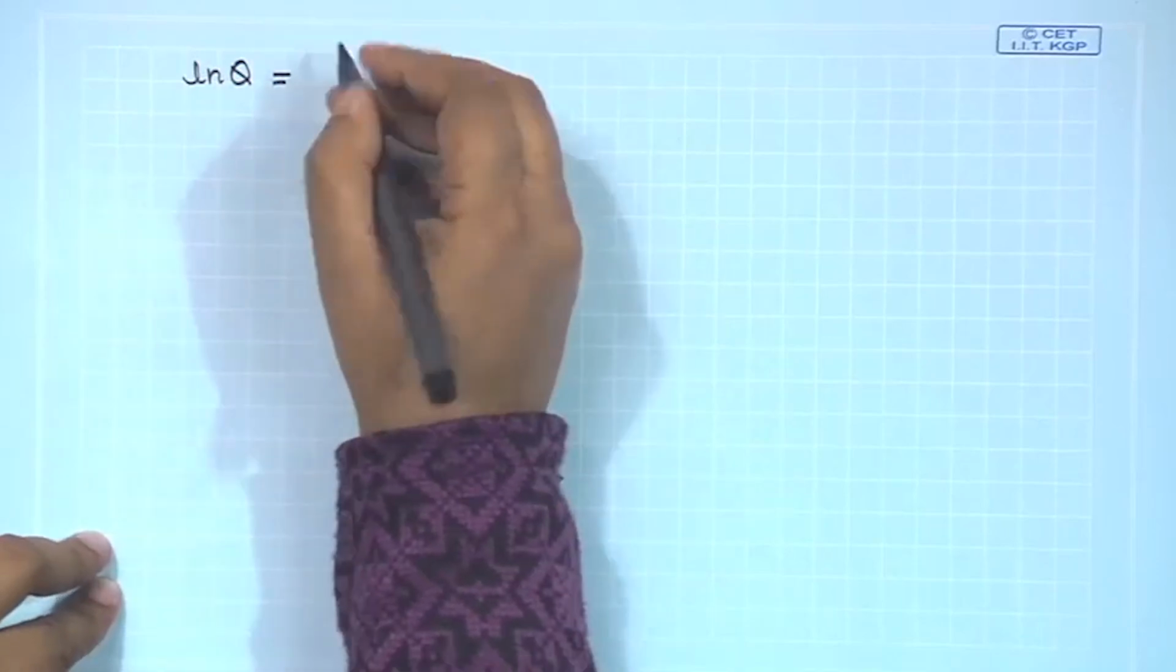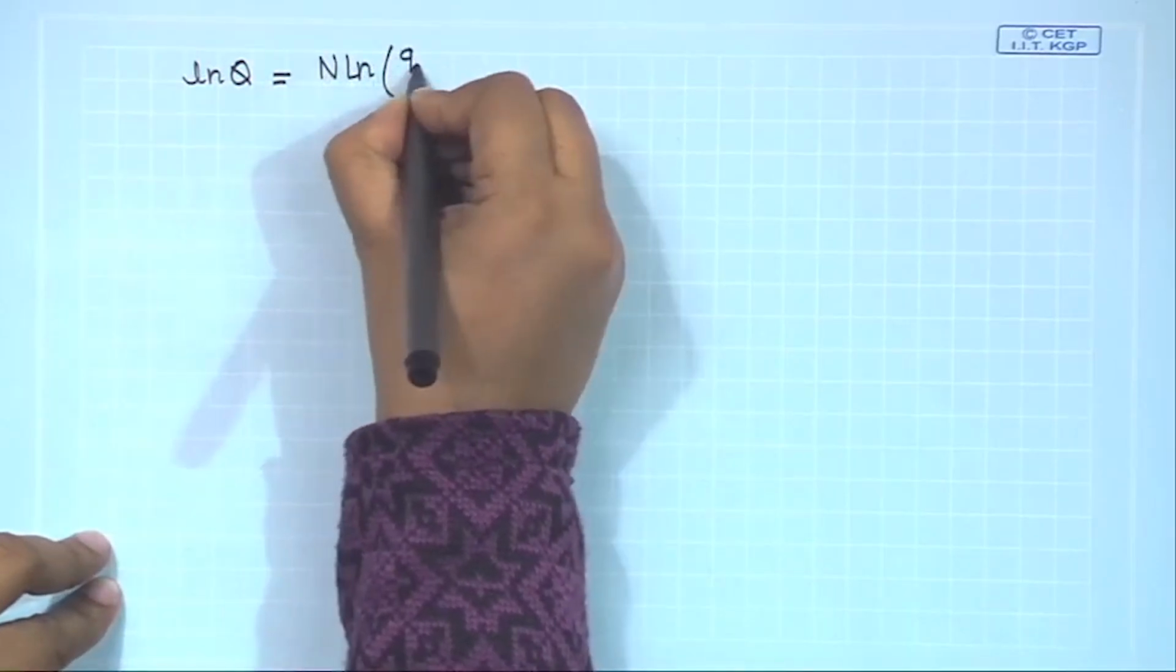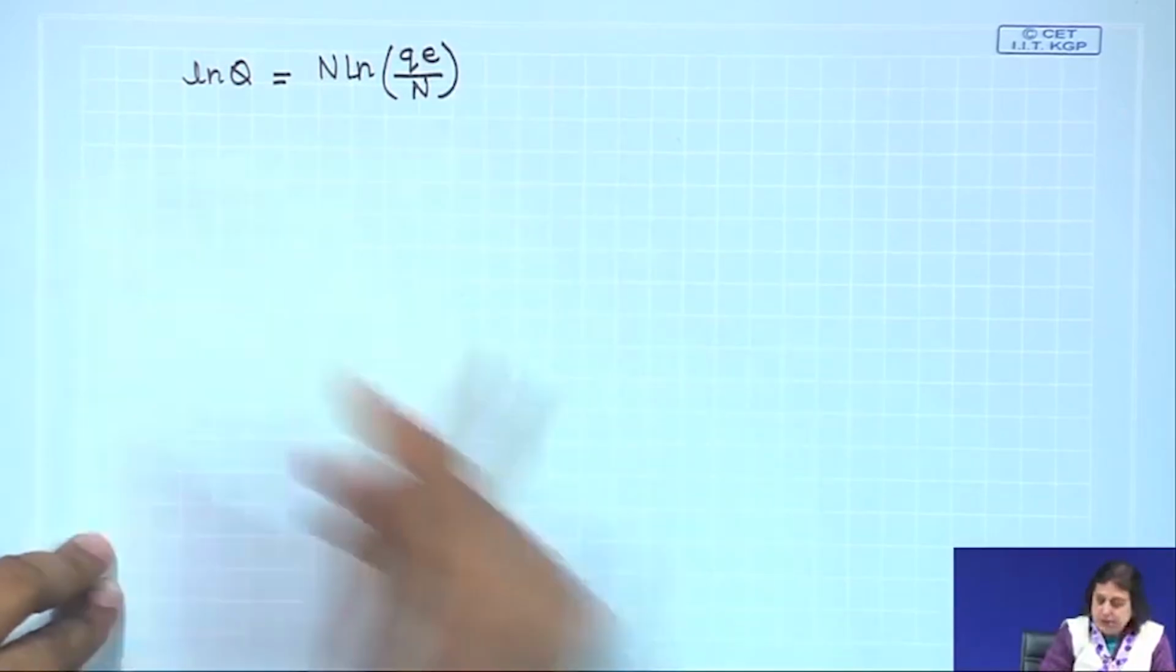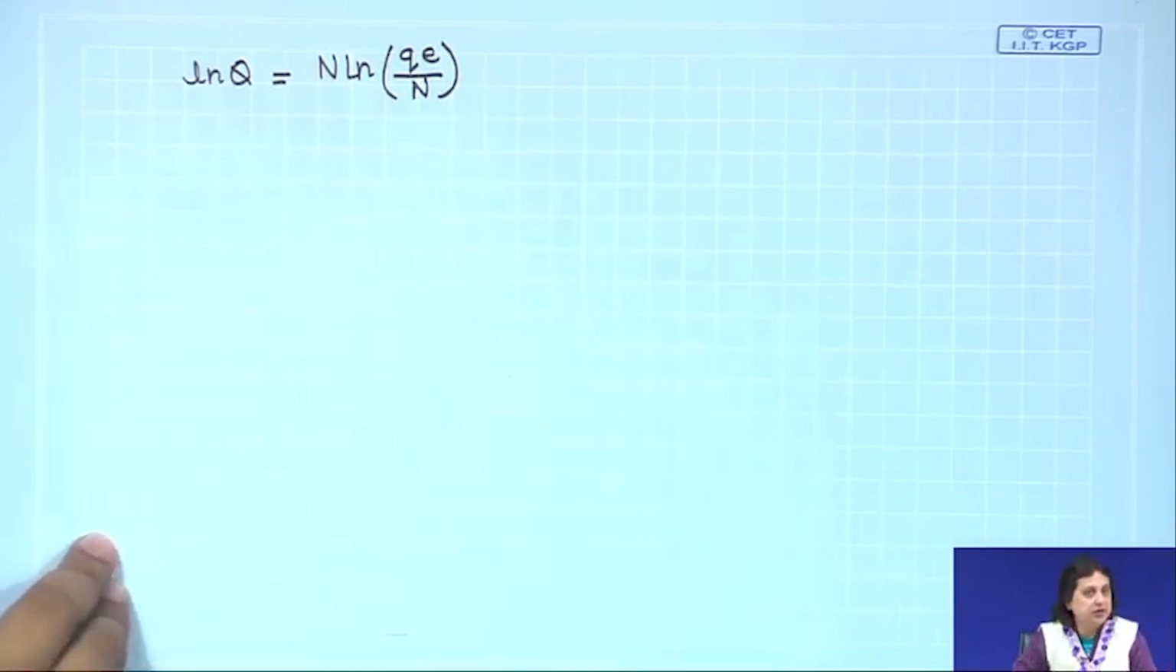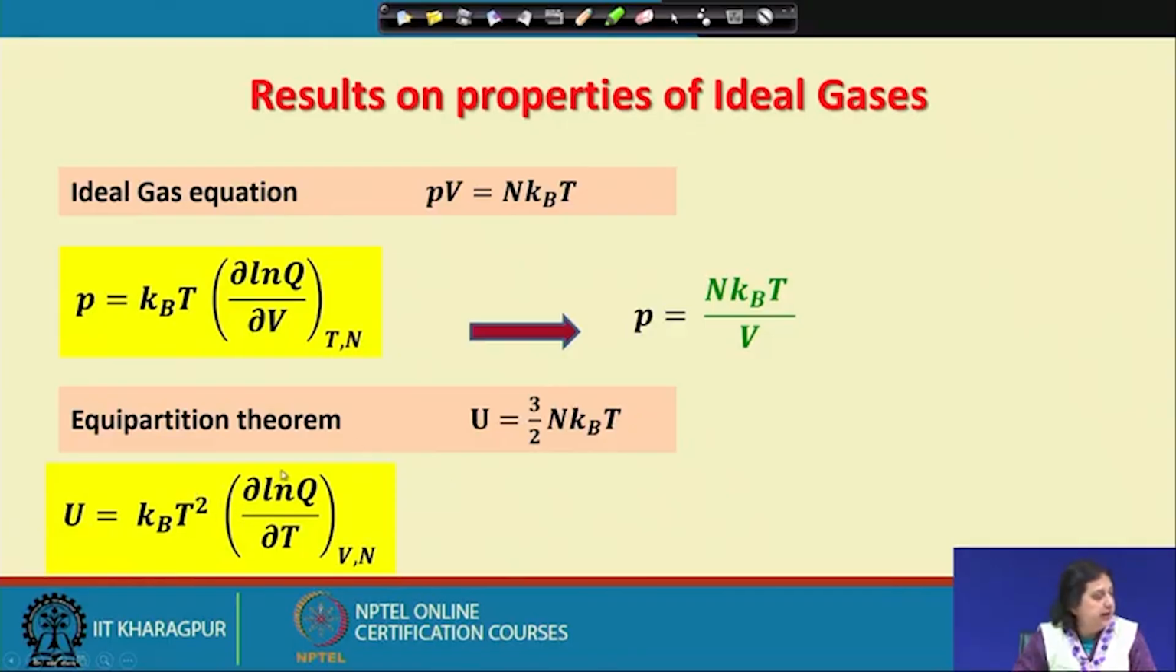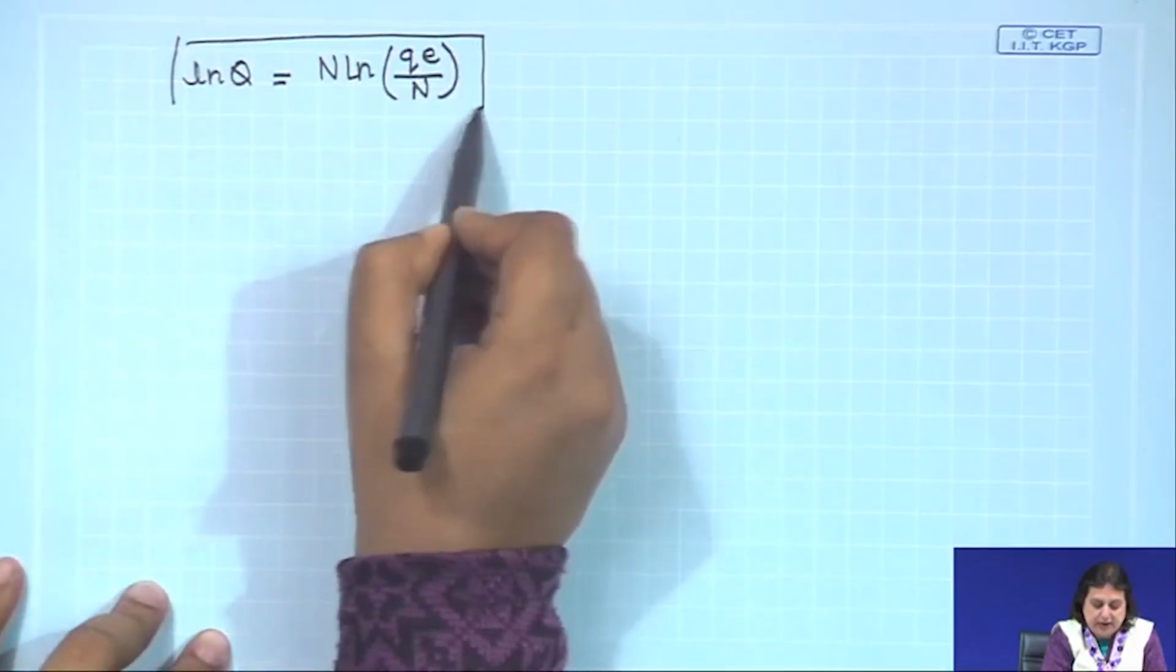Now, let us see if we can reproduce this property from our formulation. For this purpose, once again I am going to use the result that ln capital Q is equal to capital N ln (small q e by N), and U is given by this expression, k_B T squared into the partial derivative of ln Q with respect to T at constant V and N. So, I need to understand the derivative of ln Q with respect to temperature, keeping volume and number of particles constant, and once I know this derivative, I will multiply it with k_B T squared and the result will give me the internal energy.